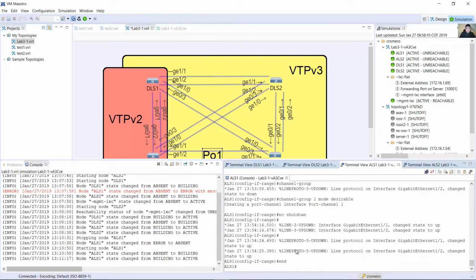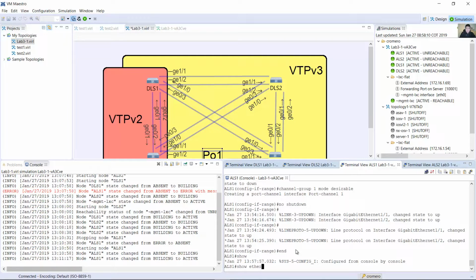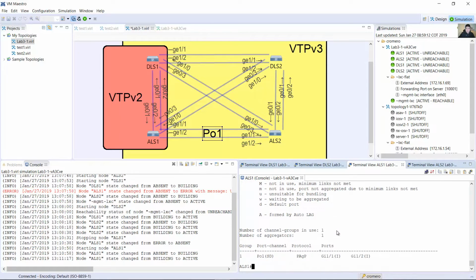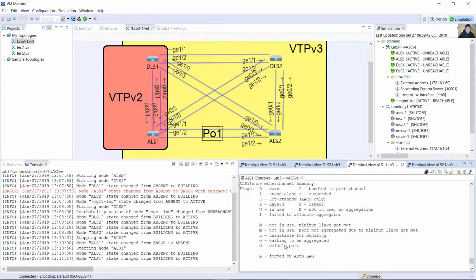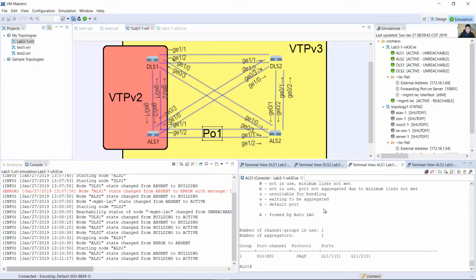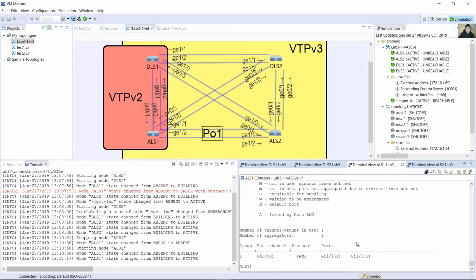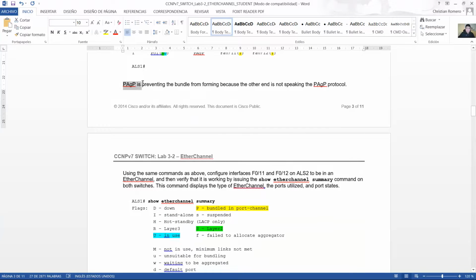ALS1, show EtherChannel summary. Okay, this is the port channel state, the logical interface: SD, D for down and S uppercase for layer 2. The protocol is Port Aggregation Protocol, and the physical ports state is I uppercase, stand alone. Okay. Port Aggregation Protocol is preventing the bundle from forming because the other end is not speaking Port Aggregation Protocol.